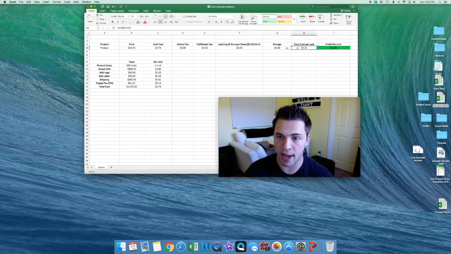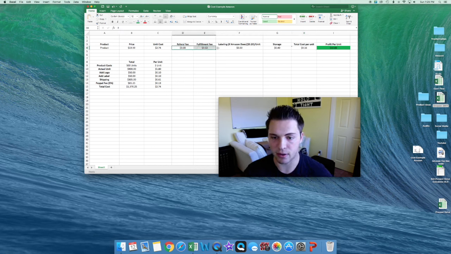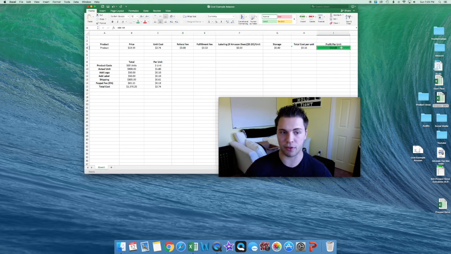And then we just add up all of these right here to get our total cost per unit. If we sell at the price of $19.99, the fees come out to $9.16, which is great. We spend $274 a unit, and after we sell it, these fees come out right here. And then we get a profit of $10.83 a unit. Now that's fantastic for how cheap this product was.